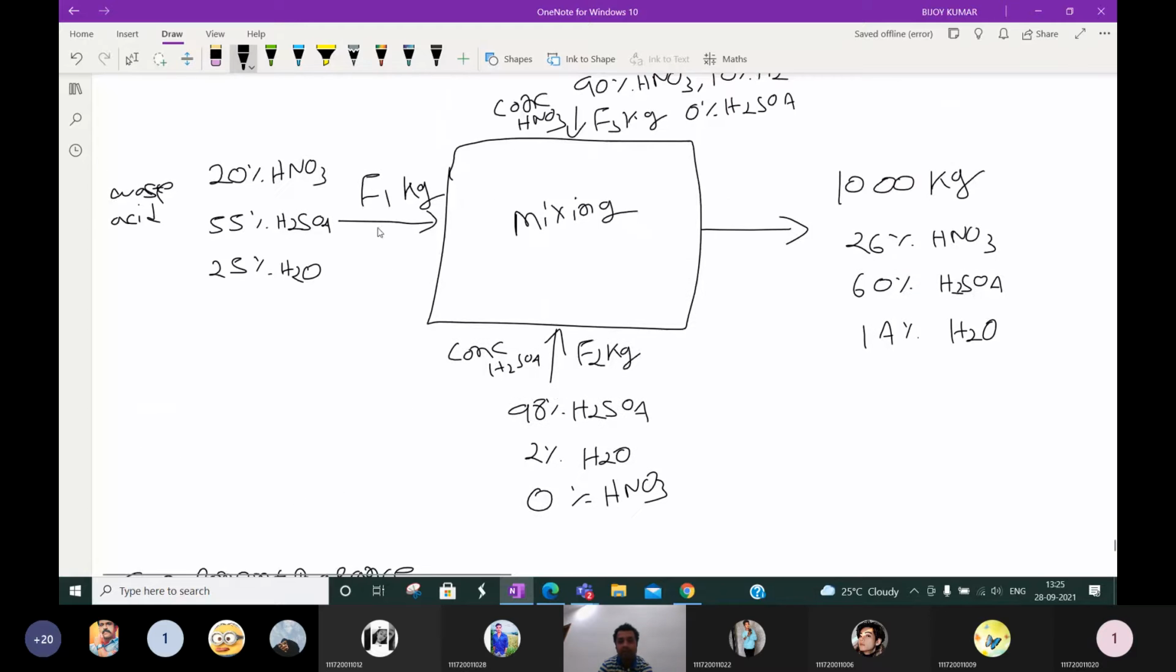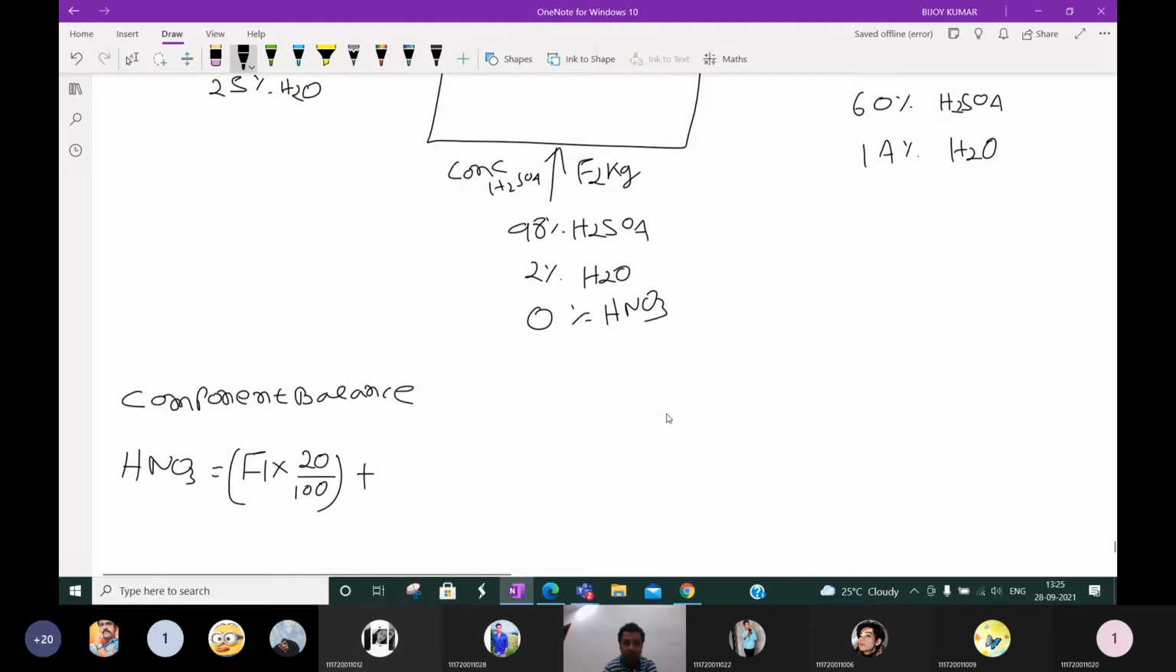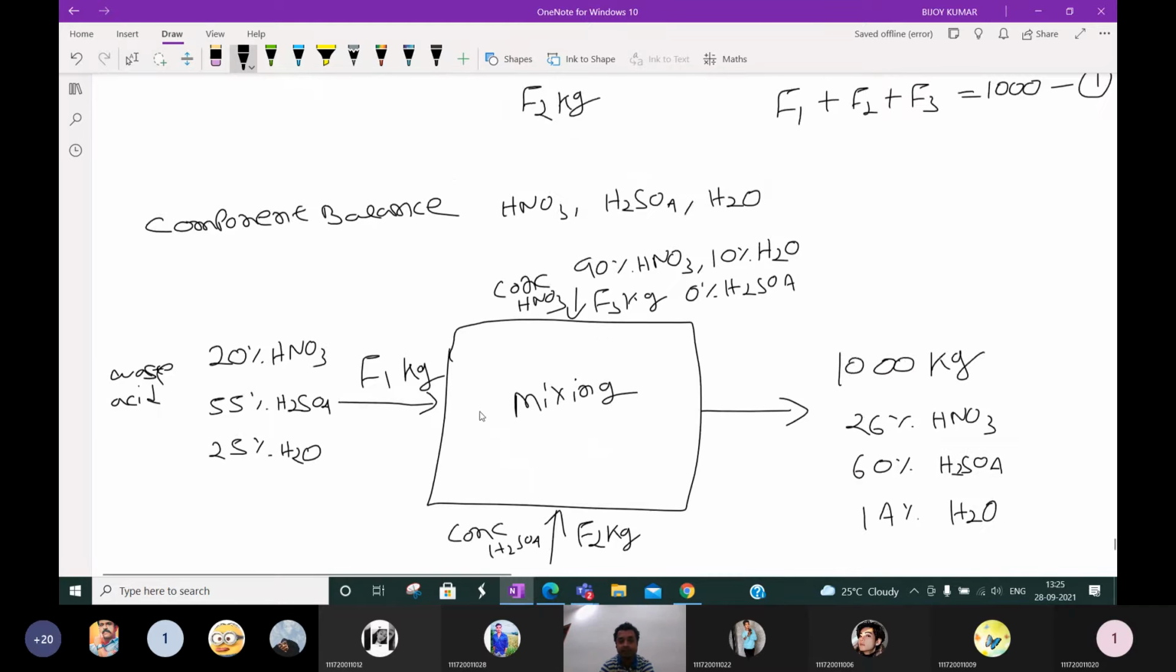next F2. How much HNO3 is present in the F2 stream? 0%, because it is concentrated H2SO4, 98% H2SO4 and 2% water. It means 0% HNO3 in this feed stream. So we can write F2 into 0 by 100. Simple. Plus HNO3 in feed stream 3.